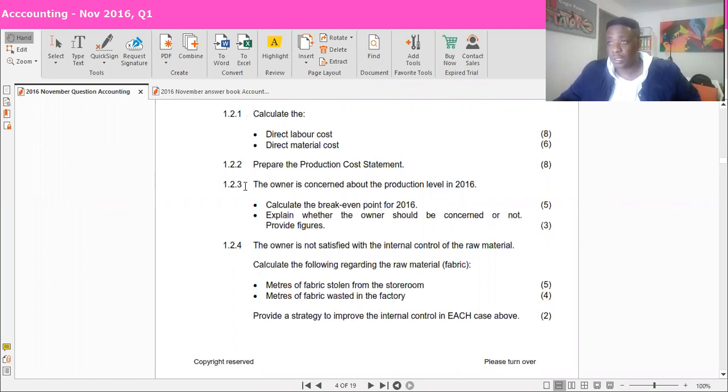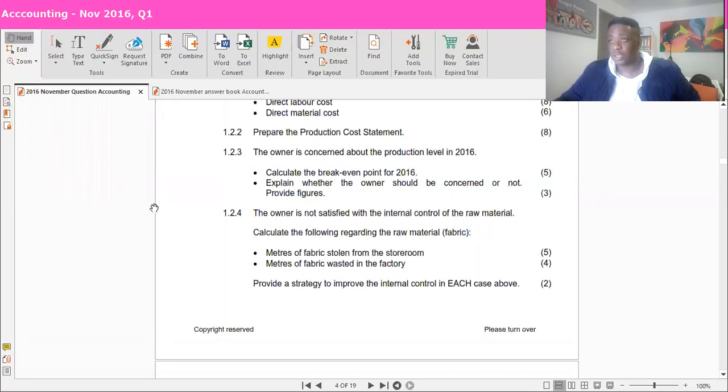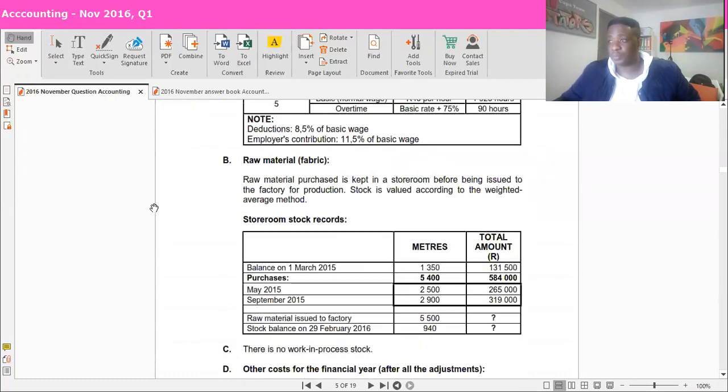So here, the owner is concerned about the production level in 2016. The first question is there, they say calculate the break-even point. The break-even point is simply total fixed costs divided by selling price minus variable cost per unit. So let us go and find that information.